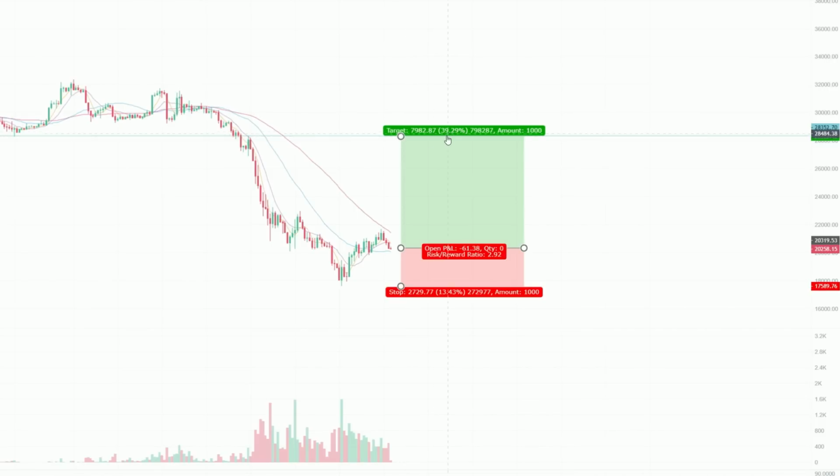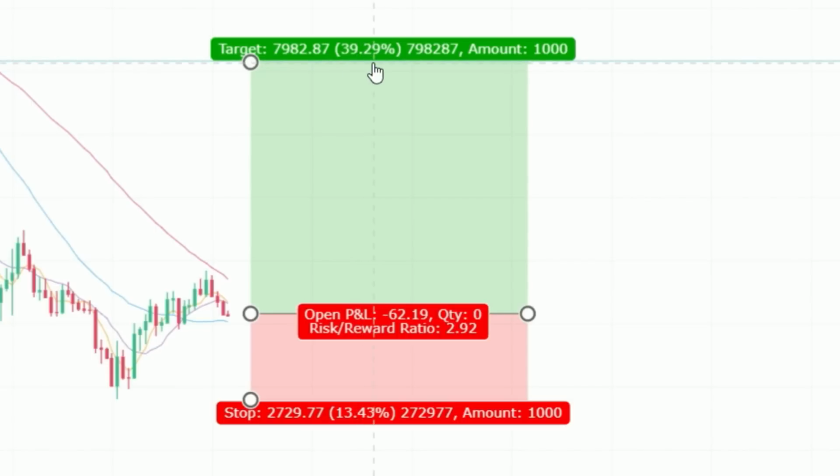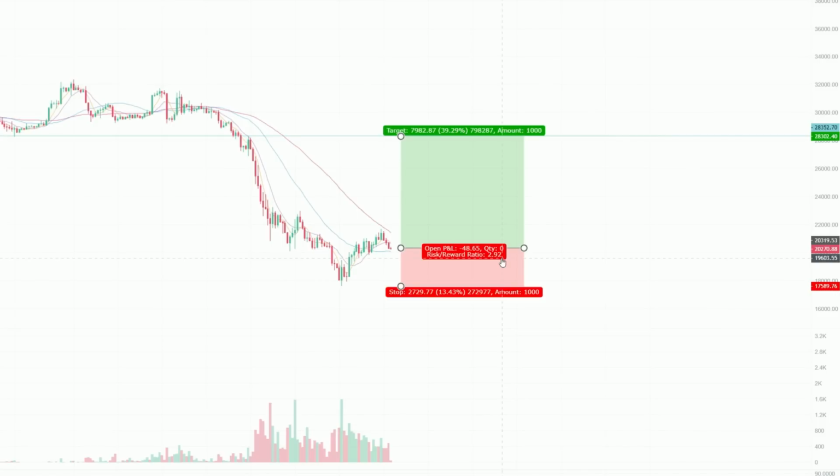And this would give you potentially up to 40% return on your investment. But of course, because you have potentially a 13% risk, your risk to reward ratio here is 2.9. So to simplify this, let's just assume that it's a 3-to-1 risk to reward. Just to explain to you this principle, if it's a 3-to-1 risk to reward here, what happens is that if you lose this trade once, let's say you enter $100 into this trade.